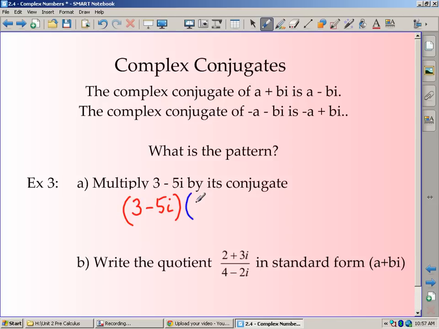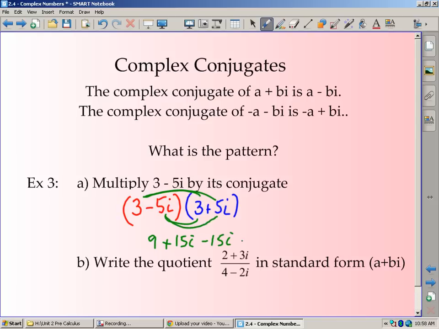And so the conjugate ends up giving us a difference of two squares, which makes things very nice. So again, I'm going to go ahead and do this with FOIL just to multiply them together. But maybe you'll see a pattern, and you could devise a shortcut from this. So if I take 3 times 3, I get 9. 3 times 5i, I get positive 15i. Negative 5i times 3 is negative 15i, and then negative 5i times 5i is minus 25i squared.